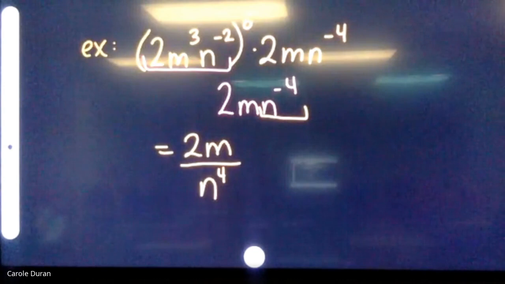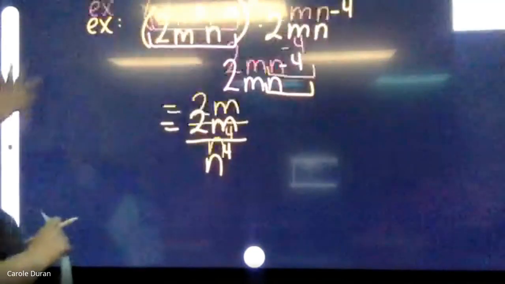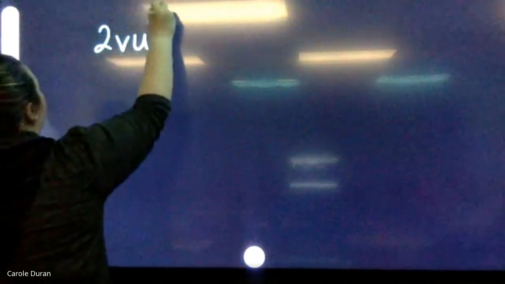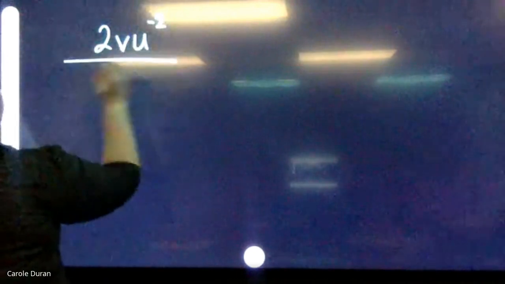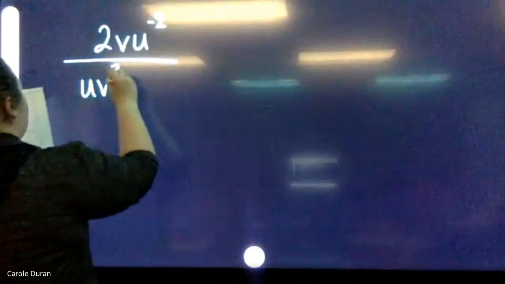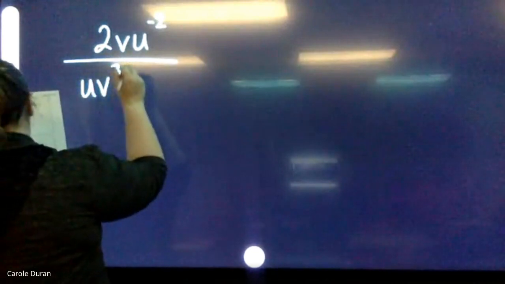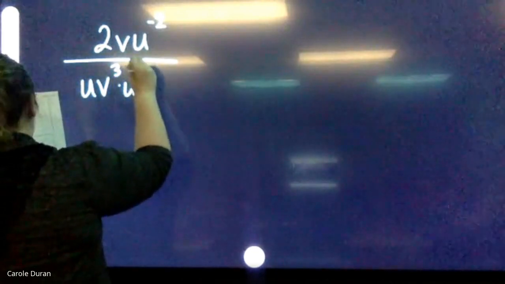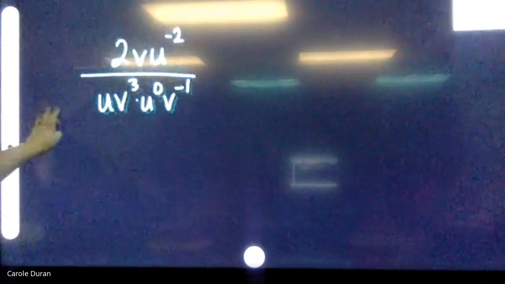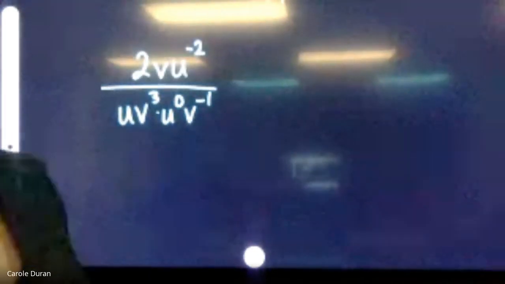Let's do another one. This is 2vu to the negative 2 over uv cubed, times u to the 0 v to the negative 1. This is a fun one for sure.